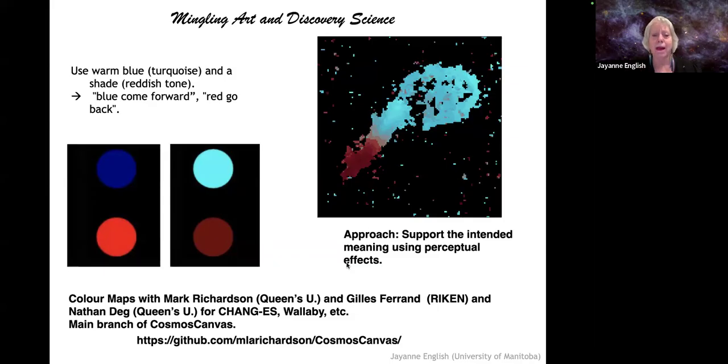This work is done by Mark Richardson, Gilles Ferrand, and Nathan Deg for surveys such as CHANGES and WALLABY surveys on various telescopes. And you can check these color tables out by going to GitHub. You have to look for Cosmos Canvas, and it's under Mark Richardson's name.